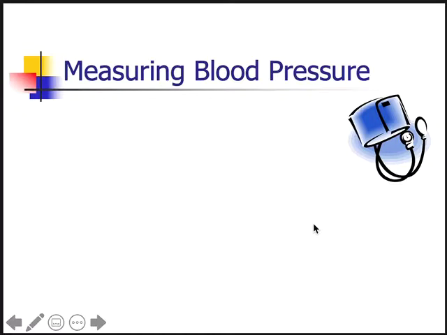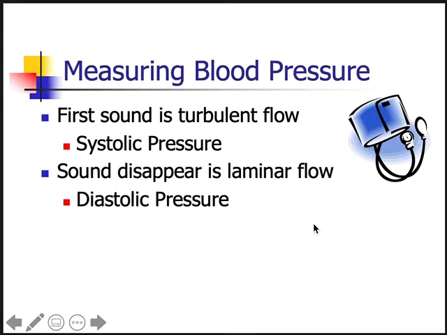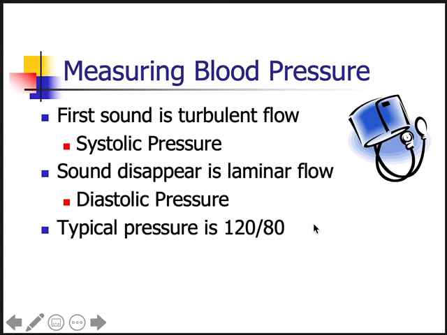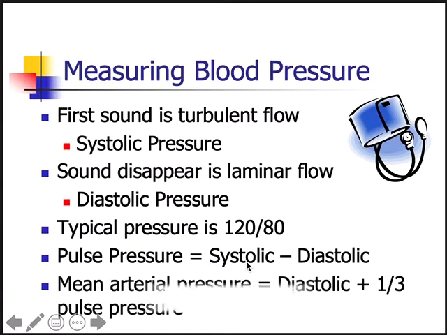Okay, measuring blood pressure summary. The first sound you hear is due to turbulent flow, and that is your systolic pressure. The sound will disappear when laminar flow is restored because you've released the pressure in the cuff, and that's your diastolic pressure. Typically, it's 120 over 80. Pulse pressure is when you subtract the diastolic from the systolic pressure. And mean arterial pressure is taking the diastolic and adding 1/3 of your pulse pressure. Memorize these, practice using them, they will be on your test.